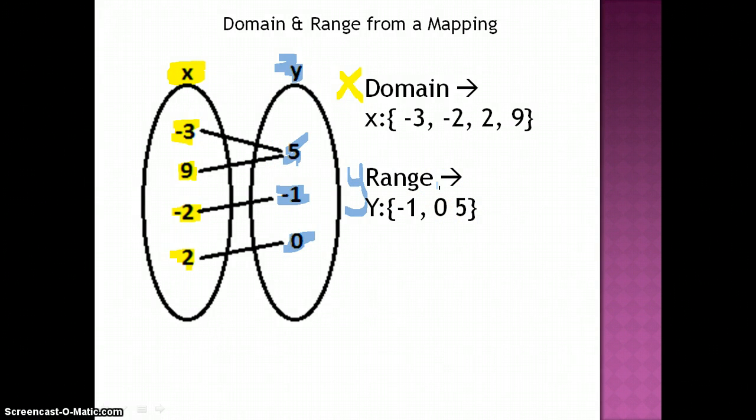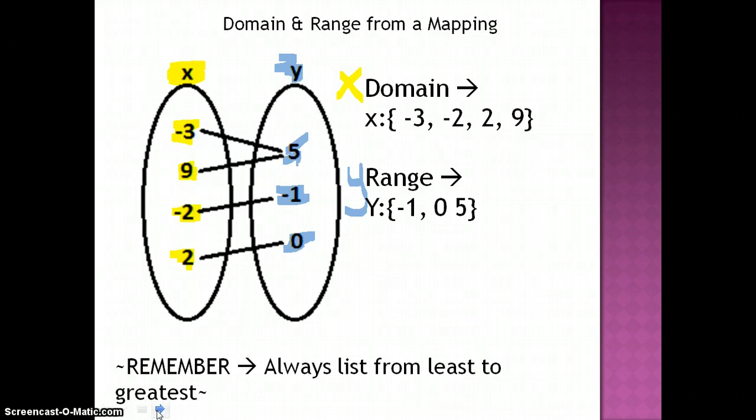So that is how you do domain and range from a mapping. You just list out your X values and then list out your Y values. And again, always remember to list from least to greatest.